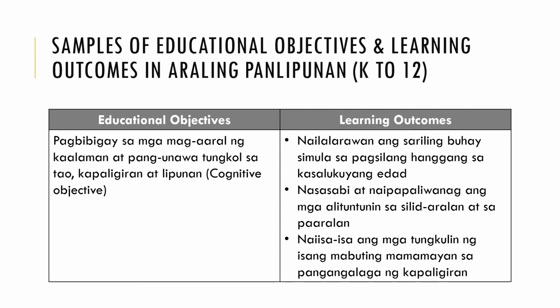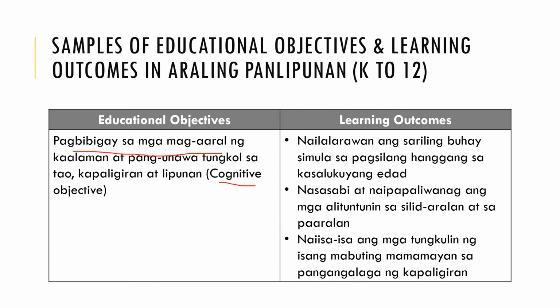Now let's try to look at some examples or samples of educational objectives and learning outcomes in Araling Panlipunan. Now, this is in the K to 12 curriculum. So sa educational objectives natin, pagbibigay sa mga mag-aaral ng kaalaman at pangunawa tungkol sa tao, kapaligiran at lipunan. This is cognitive, kasi pagbibigay sa mga mag-aaral ng kaalaman at pangunawa.